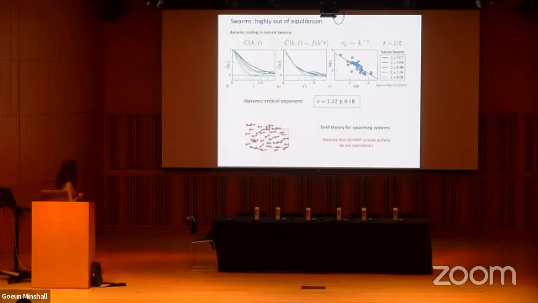The functions that are displayed here are space-time correlation functions. So I take two birds, two insects in this case, at a certain distance in the group and at different times, and I see how strongly their flight directions are correlated. So this is a space-time correlation function. And it is plotted in k space, and this k is fixed to be one over the correlation length in these groups, okay? So all these curves are different swarms, and they decay on different timescales.